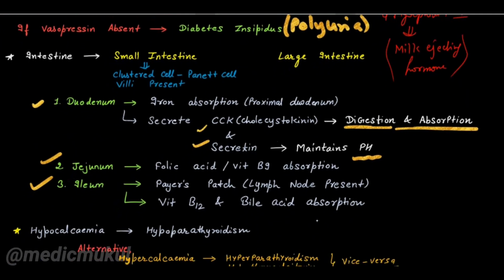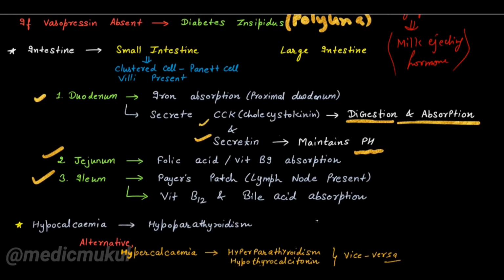Then there is the jejunum. Iron absorption occurs in the duodenum. Then remember, in the jejunum, folic acid or vitamin B9 absorption occurs. Can I write it like 9 or like J? This is my J. Don't make it an I. So J means jejunum. Remember, vitamin B9, folic acid, is absorbed in the jejunum.